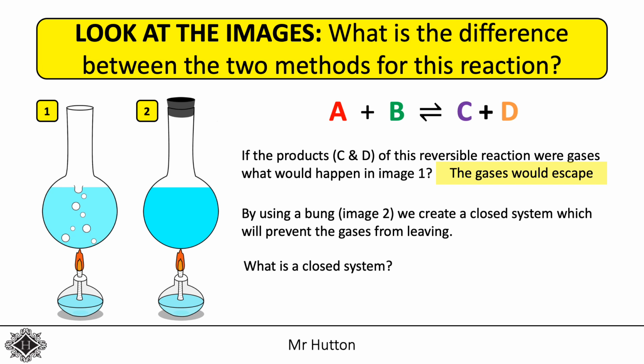So they wouldn't actually be available still in order to react back into A and B. By using a bung, so in image 2 we've got a bung in the top there, we actually create a closed system which prevents anything from coming in, and it also prevents the gases from leaving. Okay, so what would a definition for a closed system be?